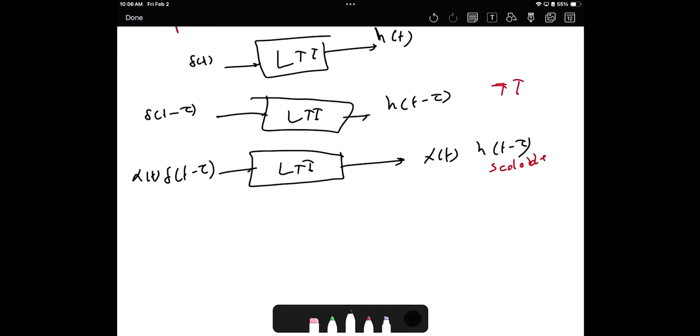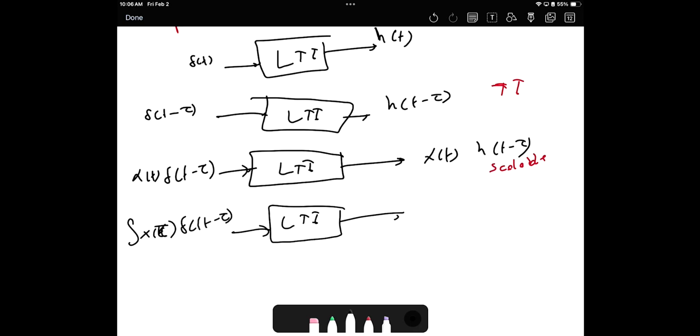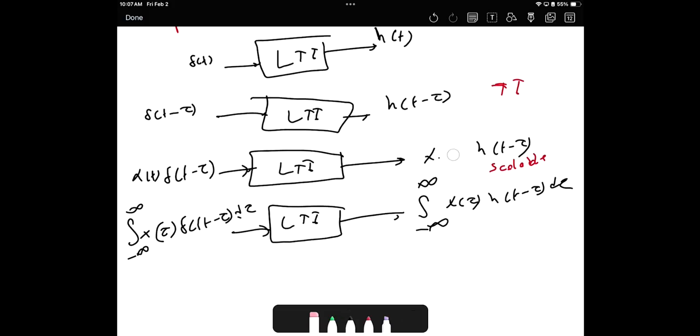Now, let's do the integration on both sides. So the integration of x of tau, delta of t minus tau, from negative infinity to infinity, d tau, will be the integration from negative infinity to infinity of x of tau, h of t minus tau, d tau. Also, to avoid confusion, I'm going to draw this as x of tau. Just make this correction here, x of tau.